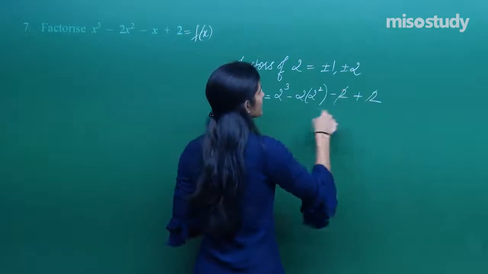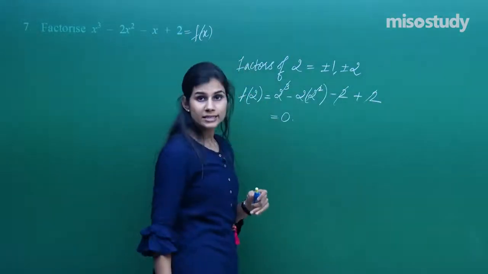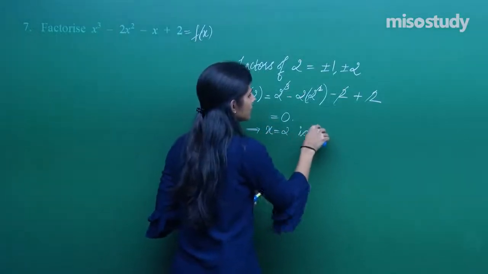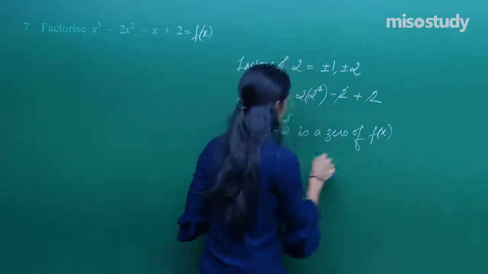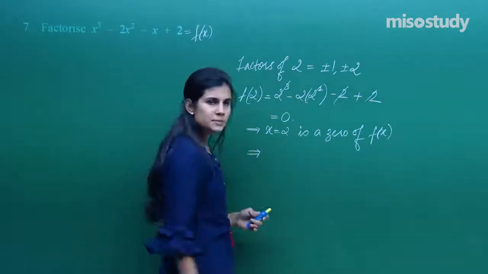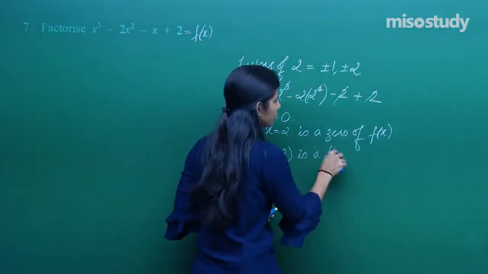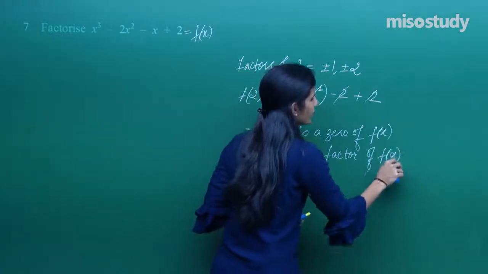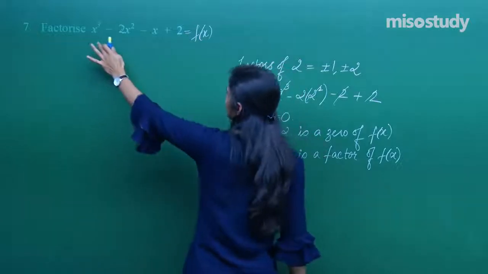Minus 2 plus 2 cancels out, this is 2 cube, this is 2 cube, cancels out, you get 0. So f of 2 is coming out to be 0, which means x equals 2 is a zero of f(x), and by the factor theorem this means that x minus 2 is a factor of f(x). So one factor we have found is x minus 2, but it is a polynomial of degree 3.